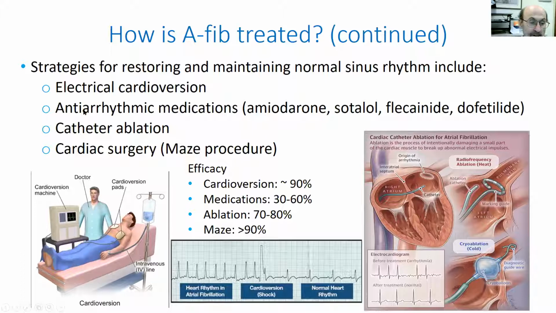We can also use various antiarrhythmic medications. These are medicines which help restore and maintain normal rhythm.